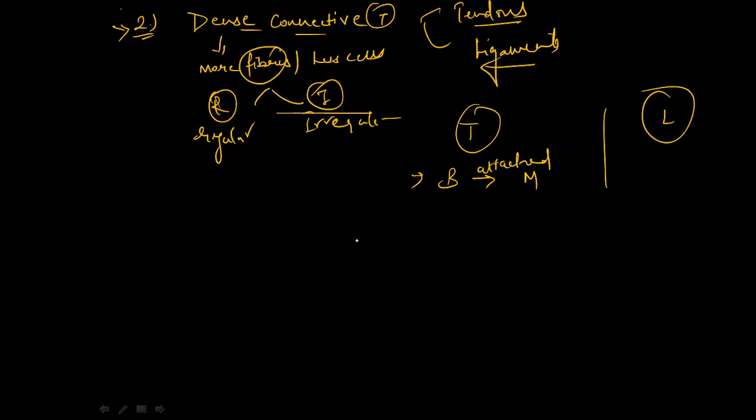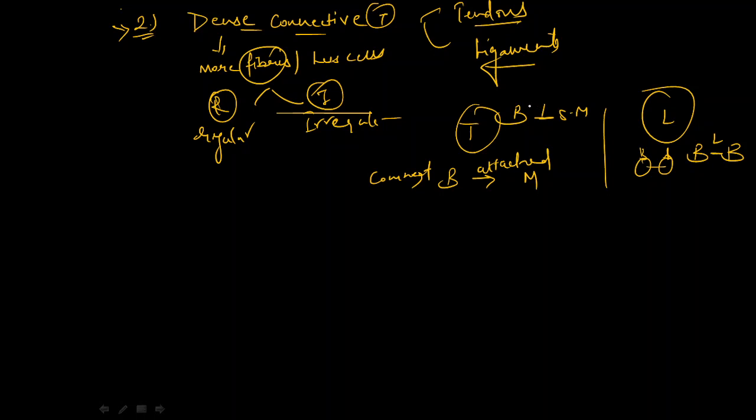Okay, so tendons basically just connect bone to skeletal muscles. In the case of ligaments, if this is one bone and this is another bone, and there is a bone-to-bone connection, then this connection is because of a ligament. And if a bone is connected to a skeletal muscle, then this is due to a tendon. You have to remember that.